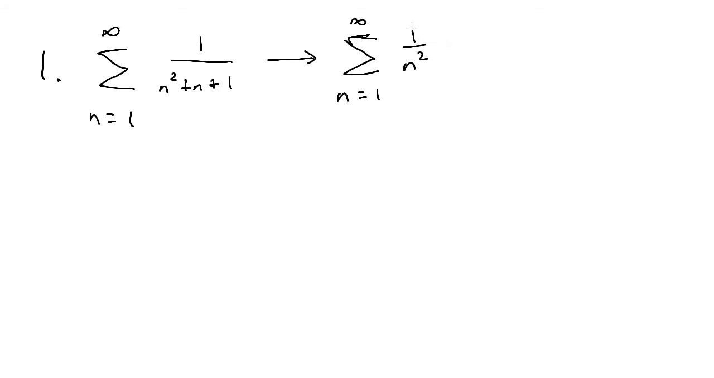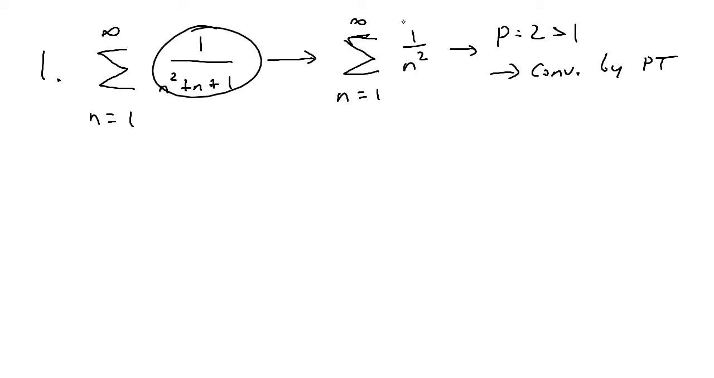And we know that we can use the p-test on this series. So if p equals 2 and 2 is greater than 1, we know that this specific series will converge by the p-test. So now we can compare these two series. So I'll say 1 over n squared plus n plus 1 on one side and 1 over n squared on the other.